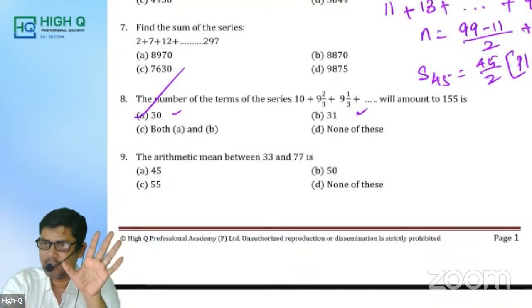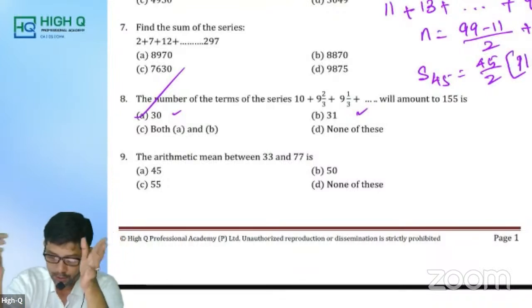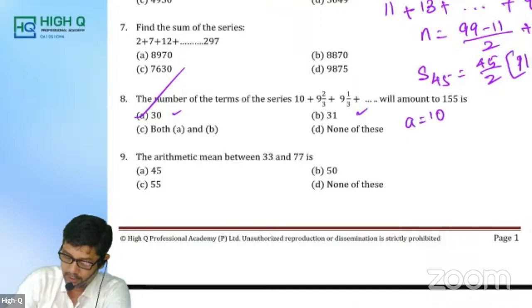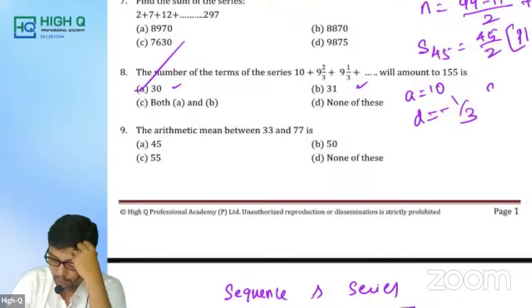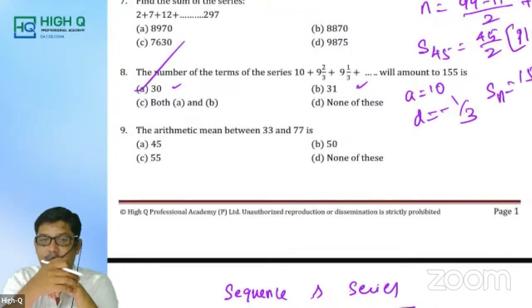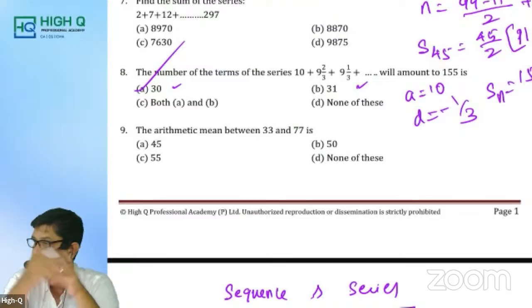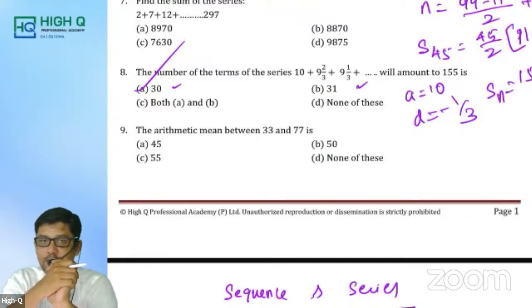Directly you can mark. If you want to learn the method, you know the method. a is equal to 10, d is equal to minus 1 by 3, then Sn is equal to 155. You will substitute in the formula n by 2 into 2a plus (n minus 1) into d, and then from there you will do it. Am I right, my dear? Say yes or no. Yes.